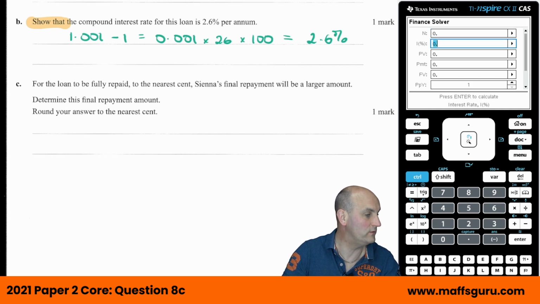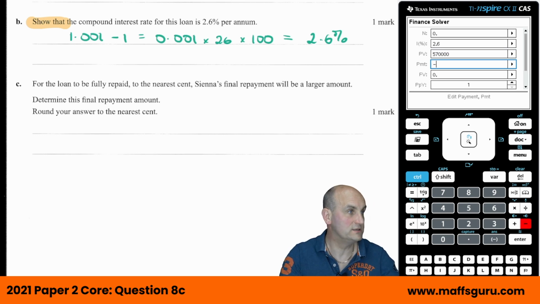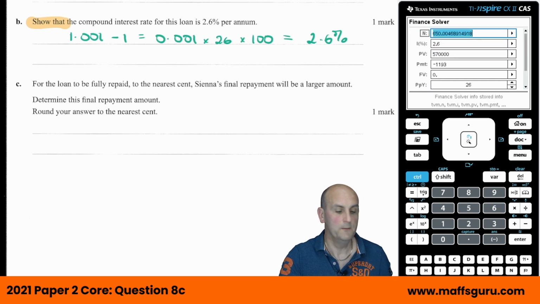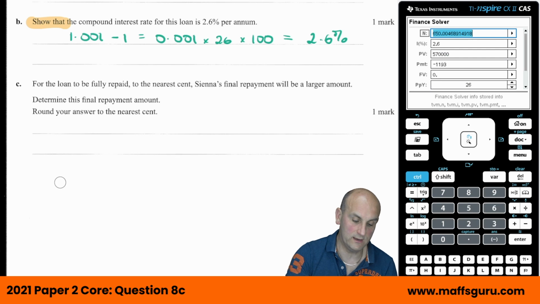So we knew the interest rate was 3.6% per annum. We know the principal value. She took out a loan of $570,000. She was making payments of $1193. The future value would be 0, and she's doing 26 payments per year. So if we now go to that, basically 650 payments. So I now know N is going to be 650 payments.